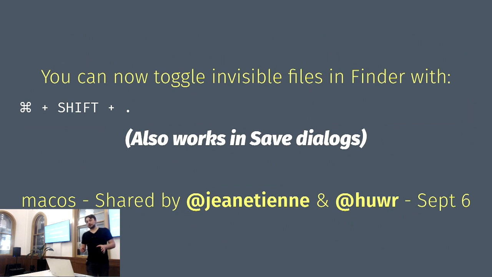You can toggle invisible files in Finder with Command Shift dot, which I guess the dot represents the hidden files. That was pretty cool. And then Hugh jumped in saying it also works in save dialogues. Like, oh, that's cool.